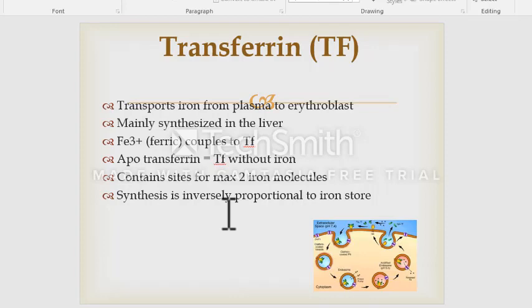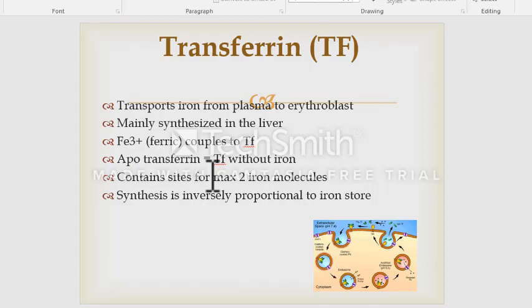Now, transferrin. As we discussed, transferrin is a carrier protein which is synthesized by the liver, which transports iron to various parts of the body, and it transports iron within the plasma. One transferrin can carry 2 iron. If transferrin is without iron, this is known as apotransferrin.